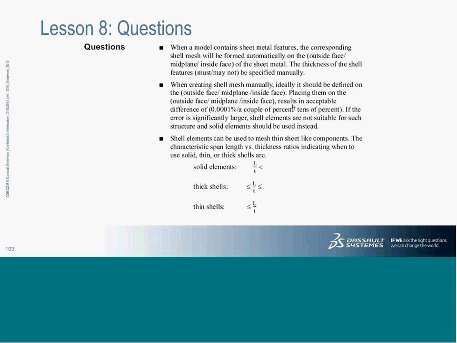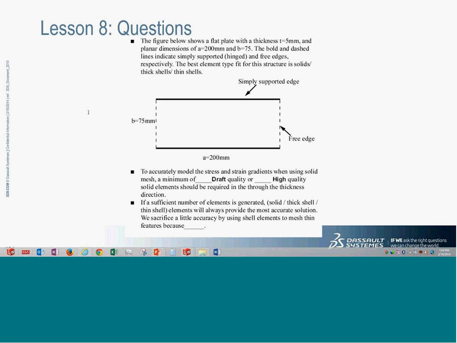The first is a flat plate with a thickness T of 5 millimeters and dimensions of 200 by 75. This will also tell you what the span is and how we measure it. The dashed lines indicate simply supported, hinged edges respectively. The element type fit for this structure is solid, thick shell or thin shell. The thickness is 5 millimeters; will it be 75 or 200 is the question. And what element can we use here?